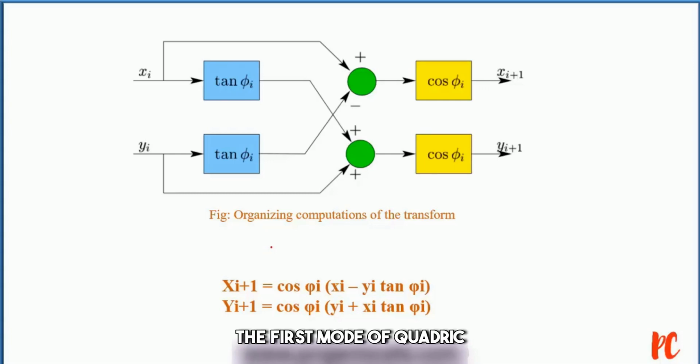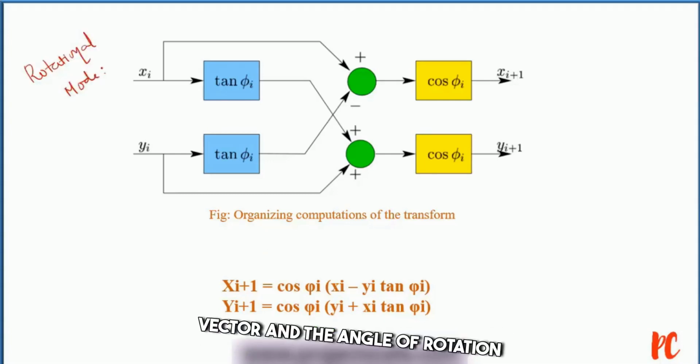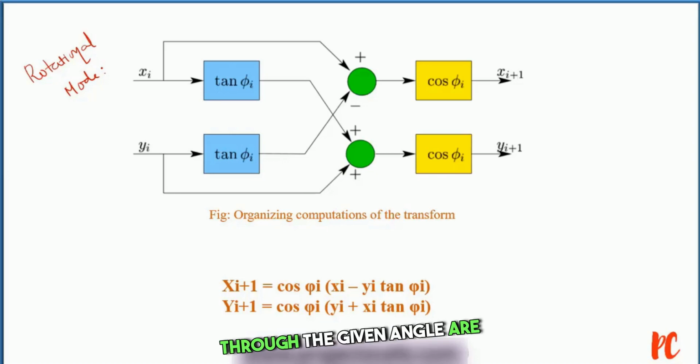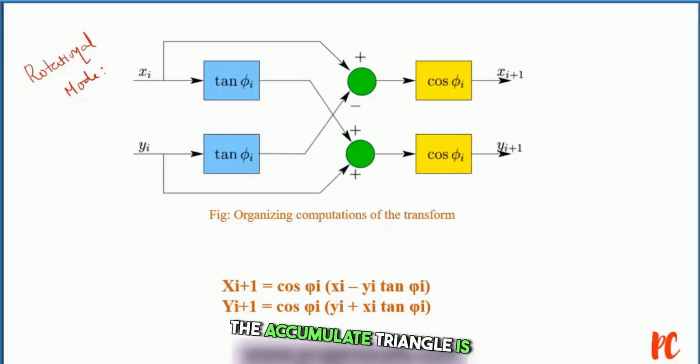The first mode of CORDIC algorithm operation is the rotational mode. In this, the coordinate components of the vector and the angle of rotation are given, and the coordinate components of the original vector after the rotation through the given angle are computed. Within this, the accumulator angle is initialized by a desired set of angle rotation. The decision of rotation is based on the sign of the residual angle of the angle accumulator.